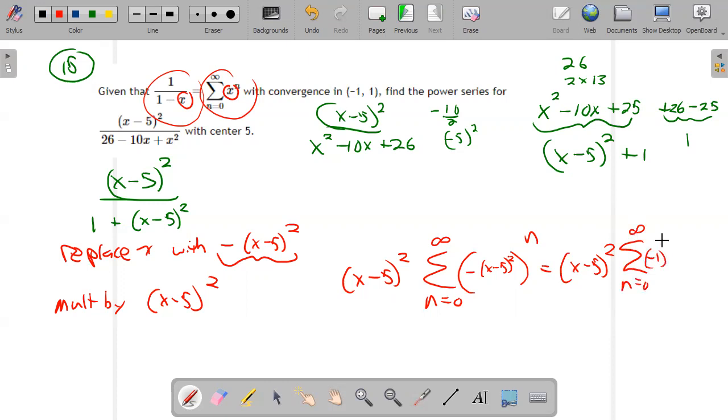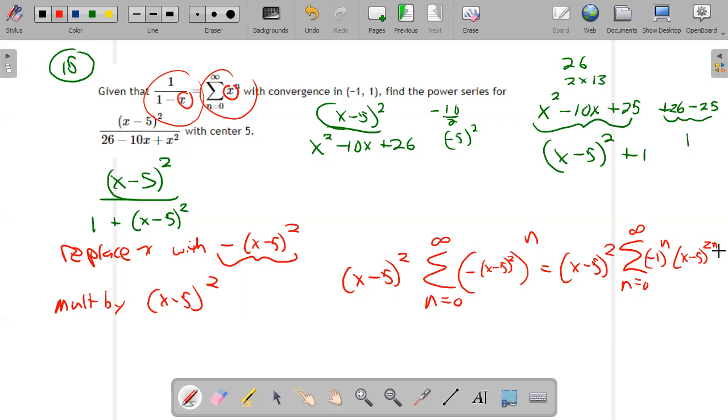I'm pulling out the negative 1. It is to the power n. It's going to make this alternate. And then a power to a power is multiply the powers. So that means I'm going to have an x minus 5 to the 2n. We'll do that one series right there.